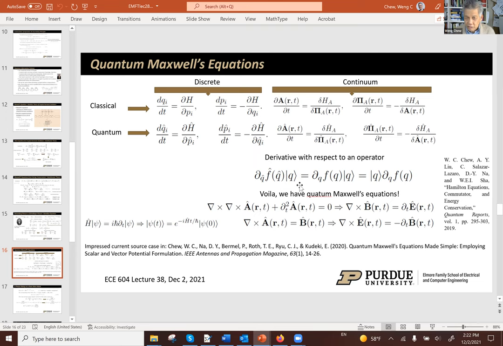So if you want to figure out how to differentiate a function of an operator with respect to operator, you just have to read this line carefully. I don't have time to go through this line, but it's in my paper. So what I'm trying to get at is that if you start out with the quantum Hamiltonian, you can do all this calculus in the quantum world with operators. You arrive at what I call the quantum Maxwell's equations, and they look strikingly similar to the classical Maxwell's equations. They look something like this. Each hat is given by this.